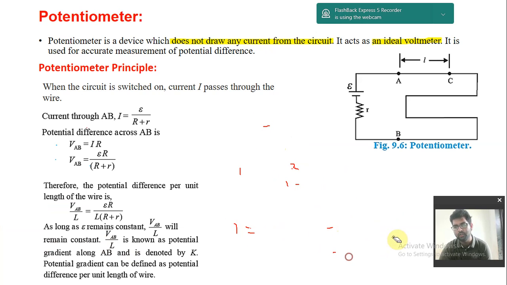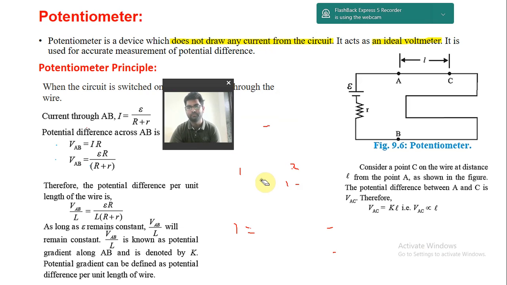In the same slide I have something to show you. Now consider point C on the wire at a distance of a small l from point A, as shown in the figure. The potential difference between A and C is what? K times small l, because V_AB is K times L. So V_AC is K times a small l. V_AB upon L equals K, so V_AC equals K times a small l.